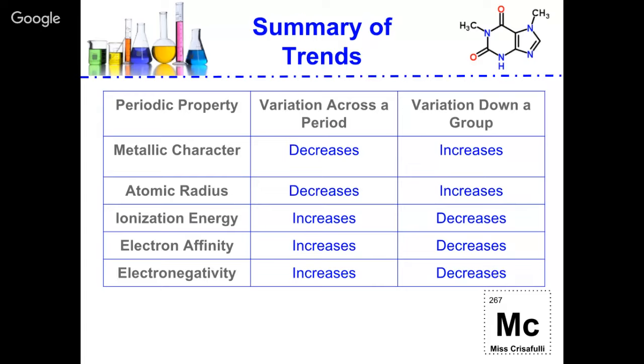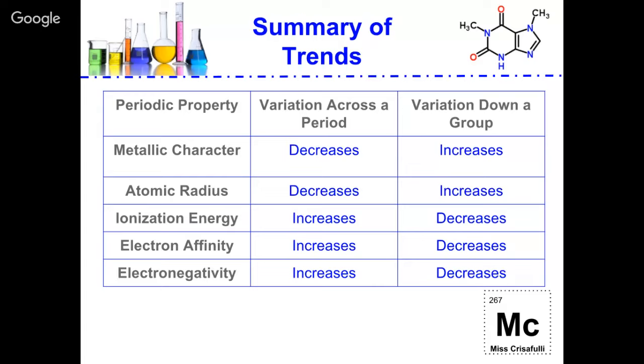Ionization energy is going to increase going across a period. Remember, ionization energy is the energy needed to remove an electron. The closer those electrons are, the tighter they're held to the nucleus with that stronger nuclear pull, the more it's going to take to remove them. So that's why going across a period, it increases. Going down a group, it decreases. The attractiveness between the outer electrons and the nucleus is less, so it's going to take less energy to remove them.